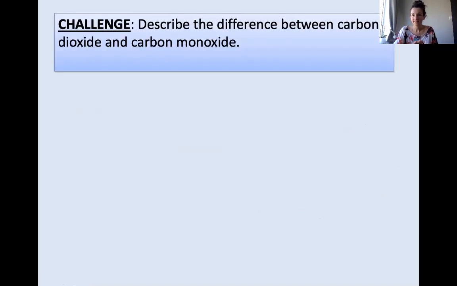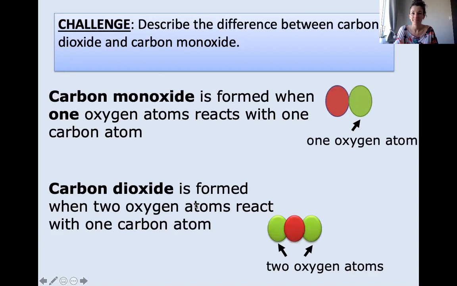So I've placed a little challenge in here describing the difference between carbon dioxide and carbon monoxide. What do you think the difference is? They're slightly different names, carbon dioxide and carbon monoxide. What do you think the difference might be?